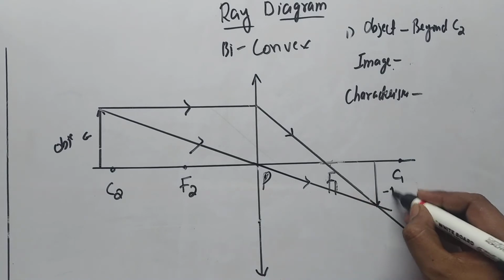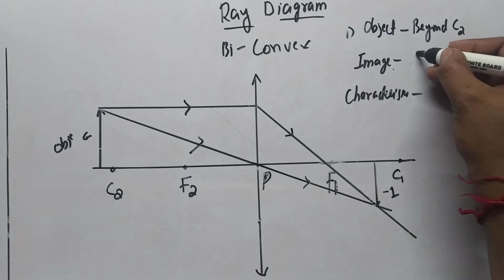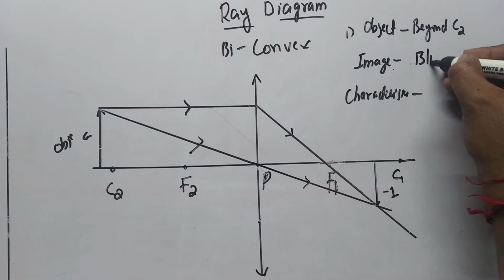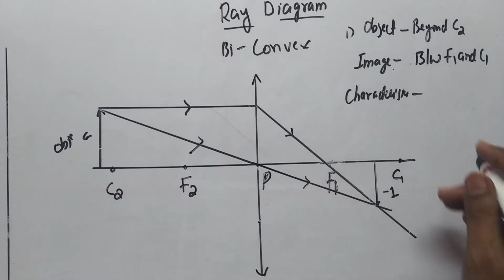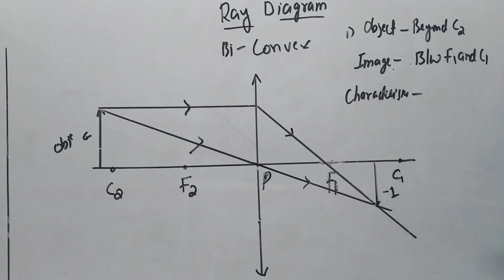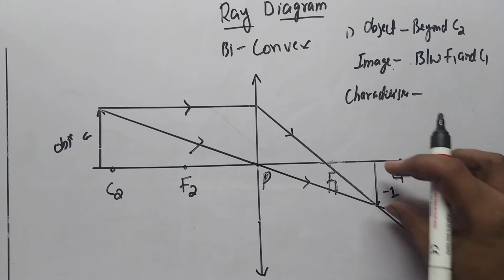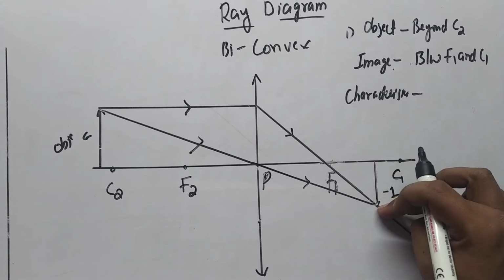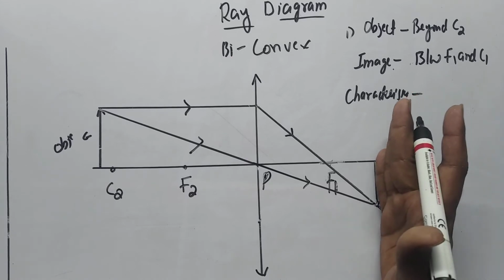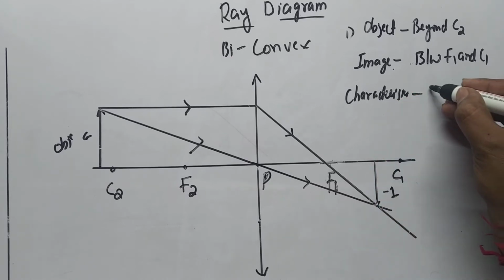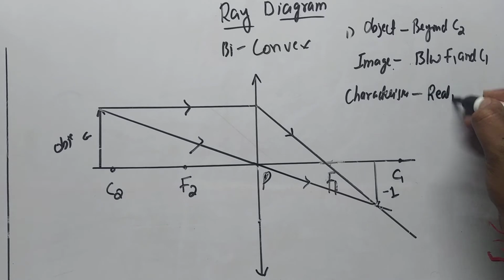So this is our image. We got the image in between. The image is between F1 and C1. So the image is formed between F1 and C1, right? And we have to write the characteristics. See, this is inverted. So you can say we have to put a screen here. We need to put a paper or something as a screen. So the image formed is real and inverted.